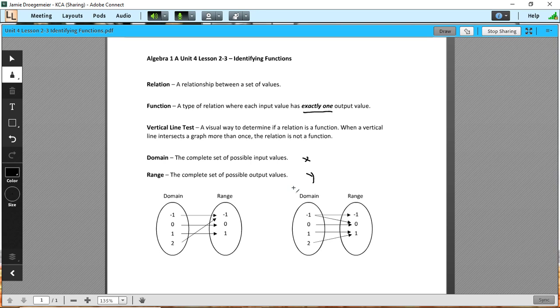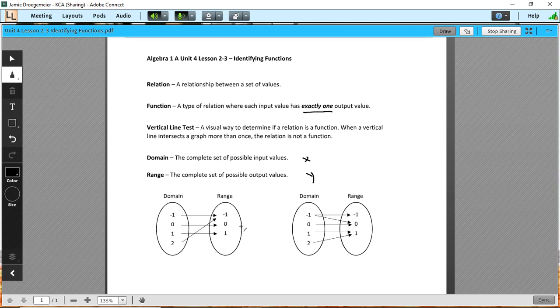All right, and so I have a couple of diagrams here of relations, and we want to look at these and determine if the relation is a function or not a function. You can see here in this first example, we have our domain values listed here, and then the arrows pointing to the corresponding range value for that domain. So these are our inputs. When I input -1, I get an output of -1. When I input 0, I get an output of 0, and so on.